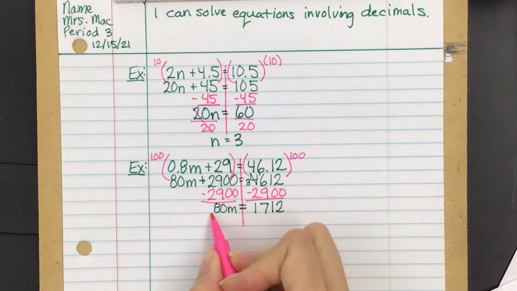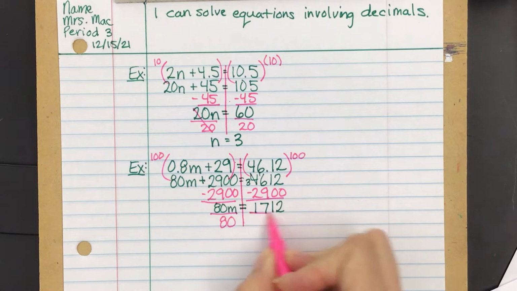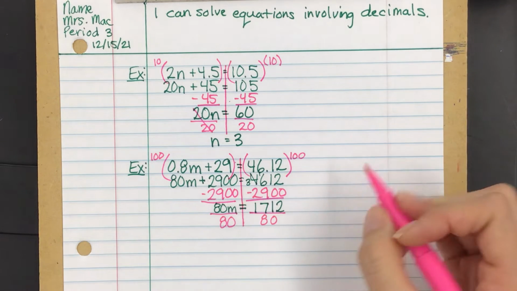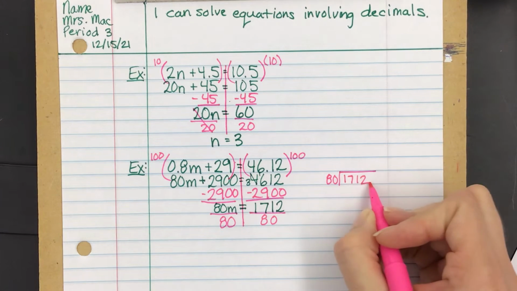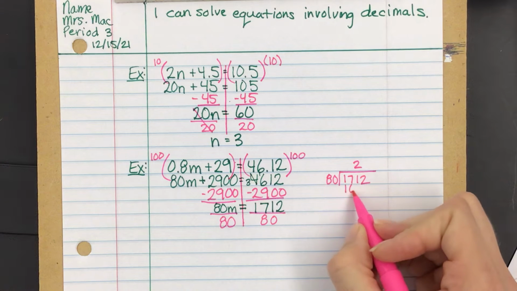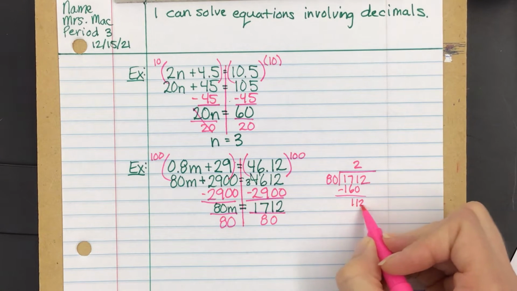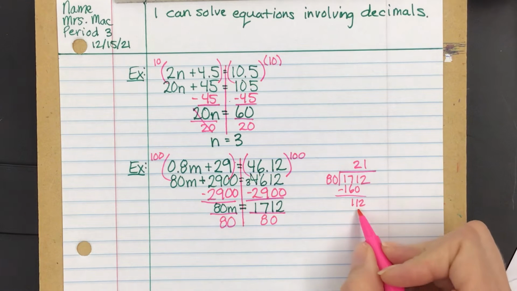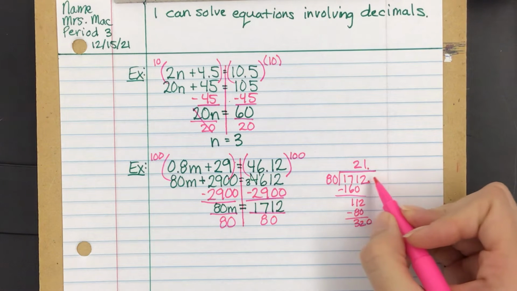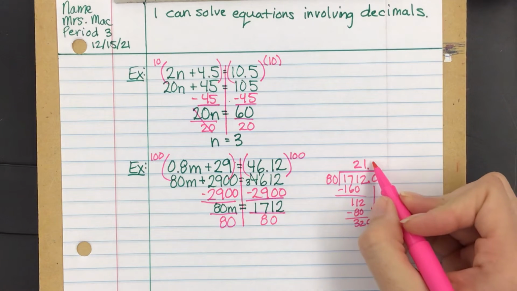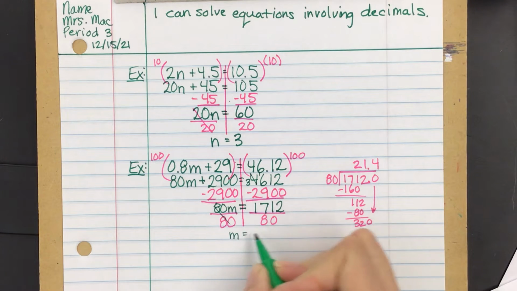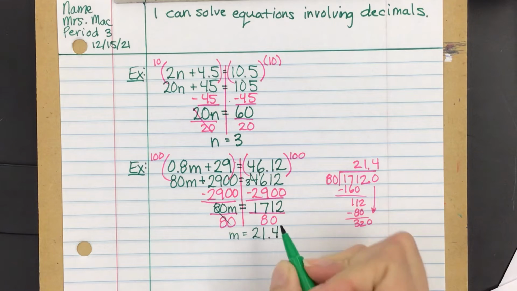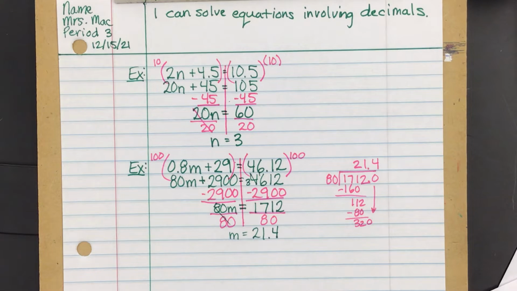Then I'm going to divide both sides by 80. I'm going to need to do a little scratch work on the side here just to make sure I do this correctly. Okay, so this is going to be M is equal to 21.4.